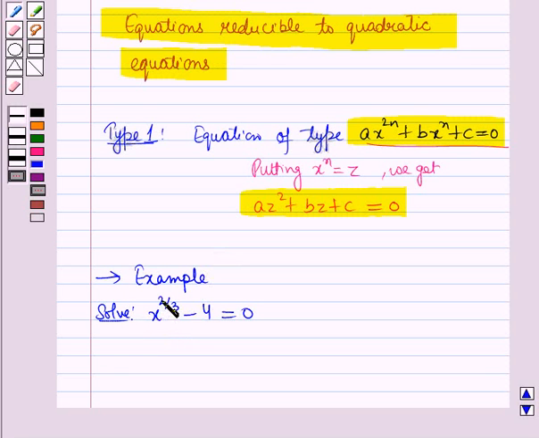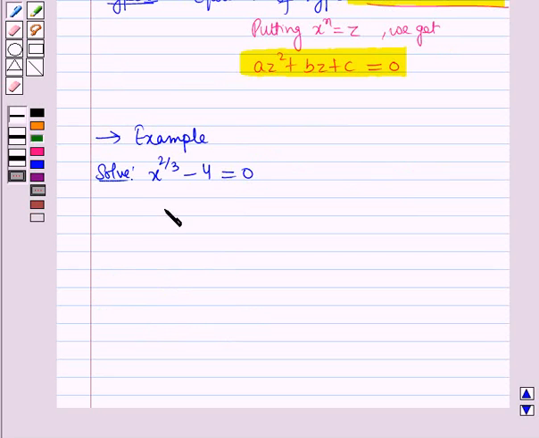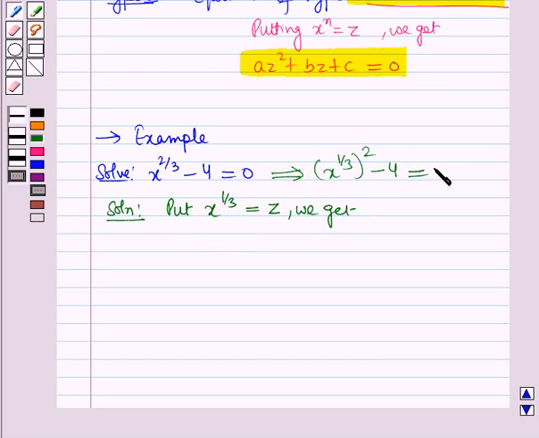Here we have to solve x raised to power 2 by 3 minus 4 is equal to 0. Now for the solution, put x raised to power 1 by 3 is equal to z. This equation can be written as x raised to power 1 by 3 whole raised to power 2 minus 4 is equal to 0. And now we will put x raised to power 1 by 3 is equal to z here. So it will be z square minus 4 is equal to 0. Now it is a pure quadratic equation in z. Now this implies z square is equal to 4, which implies z is equal to plus minus 2.